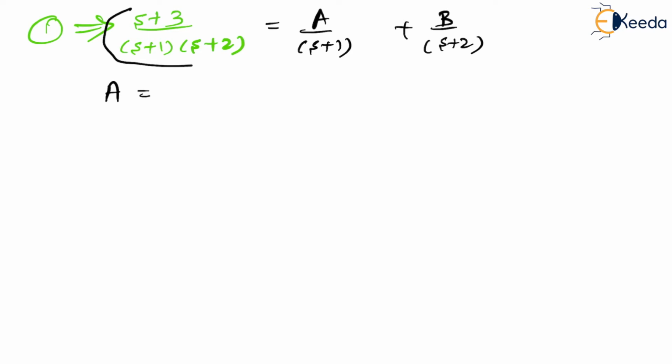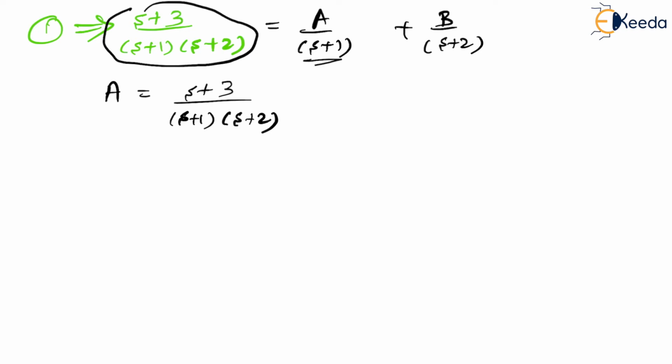You please write the whole LHS. What is the LHS? S plus 3 upon s plus 1 into s plus 2. Except what is there below a? Below I am going to have s plus 1, so s plus 1 has to be ignored. That's it. And what you have to place? You please equate this to 0. S plus 1 equal to 0. What you get is s equal to minus 1. So you please put it here, s equal to minus 1.